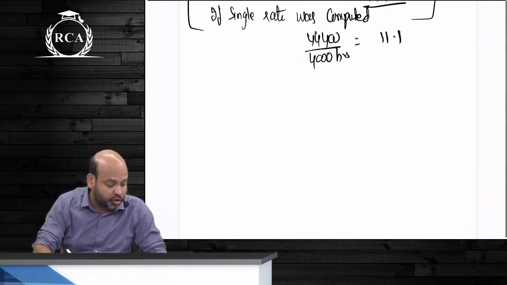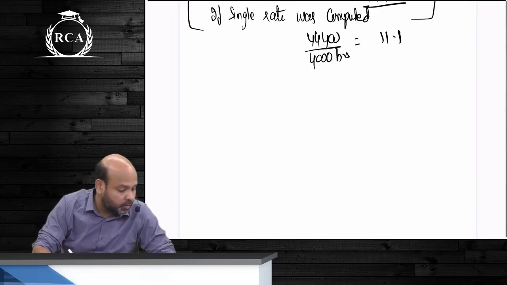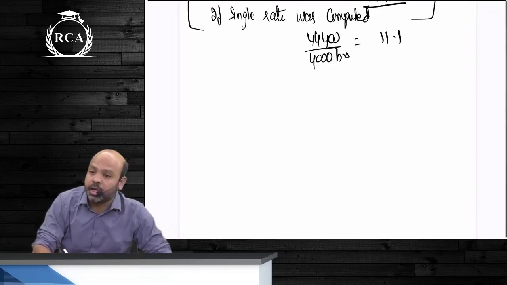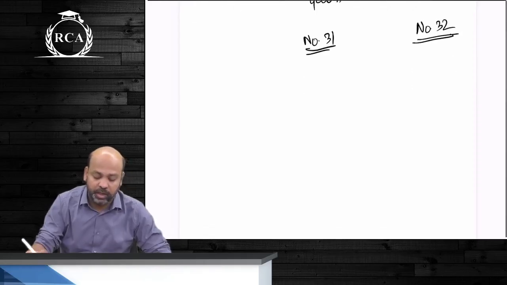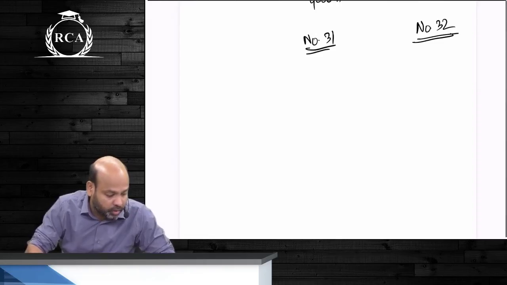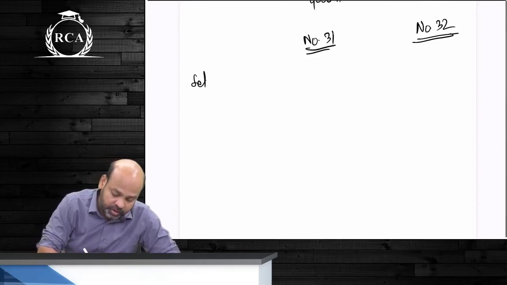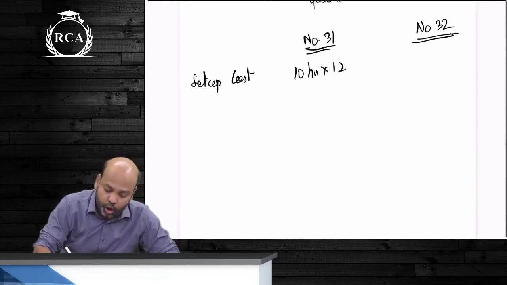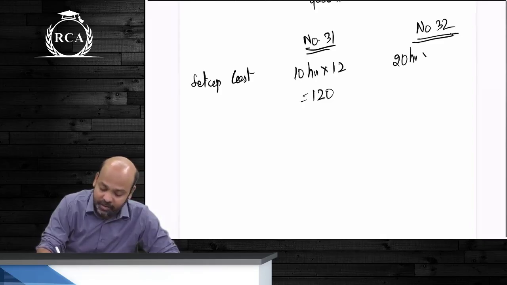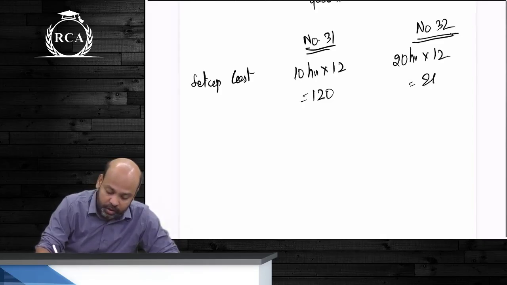वो नीचे दिख रहा है job number, work order number 31 and 32, guys. So what will be the cost that will be allocated to work order number 31? What will be the cost beta that will be allocated to work order number 32, guys? 31 and 32. Setup cost कितना रहेगा? It will be 10 hours beta multiplied by 12. And here beta 20 hours beta into 12, that is 240.